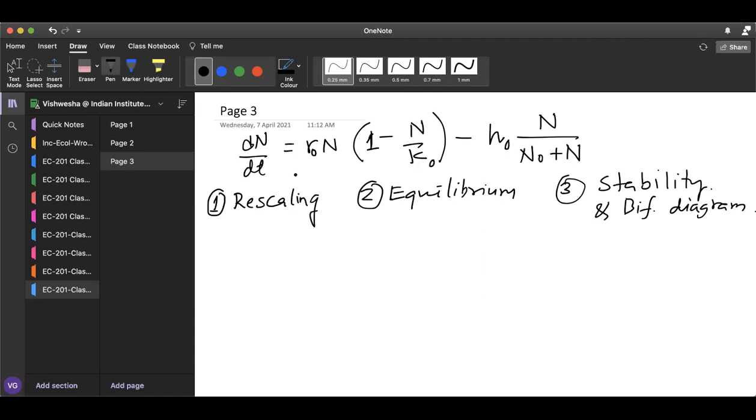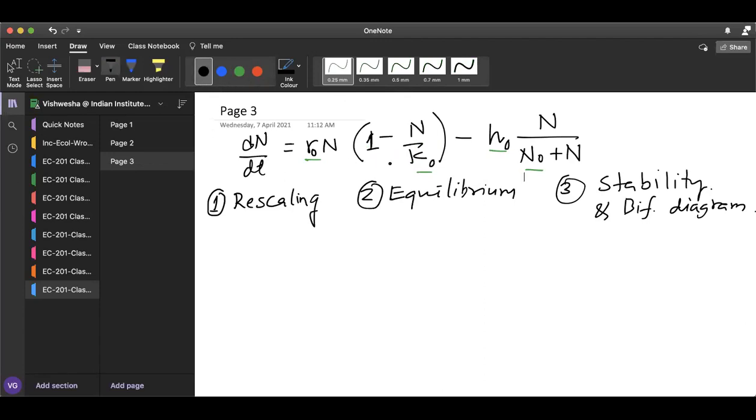So how many parameters does this have? 1, 2, 3, 4 parameters, which is substantially more than what we have been dealing with until now, right? In a simple logistic model, I could get rid of one of them easily and convert them to only 2 parameters. So we have now 4 parameters. Let's see how we can simplify this.